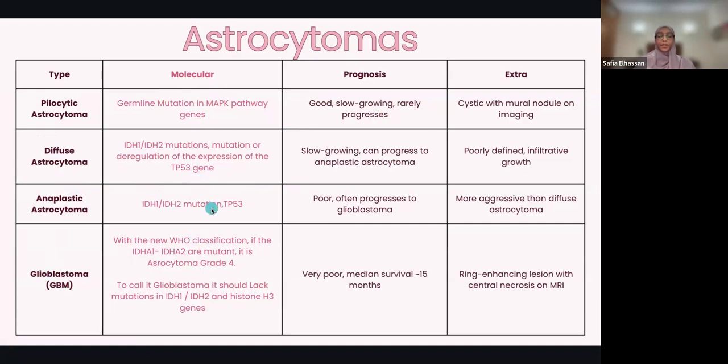When it comes to the molecular mutations, there are two different groups. There's astrocytoma grade 4, and then there's glioblastoma. So the astrocytoma grade 4, that is if you have a mutation in IDH1 and IDH2. However, if there is no mutation in IDH1, IDH2, as well as another gene called histone 3, then it would be called a glioblastoma. So as for the prognosis, as you guys mentioned correctly, pilocytic has a good prognosis, and then it gets worse and worse as you progress through the different grades. And here is some extra information about each of the types of tumors, which we covered when we were looking at the images.